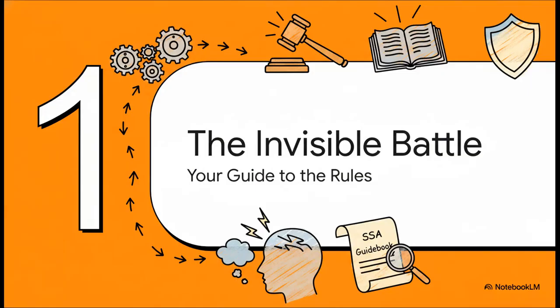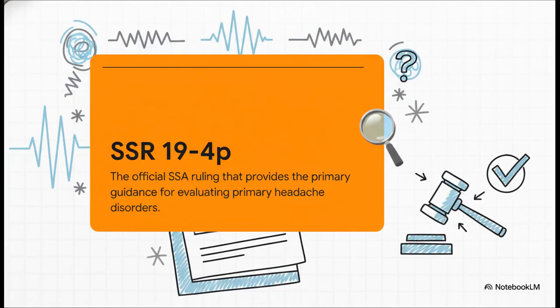Okay, the best way to wrap your head around this whole thing is to think of it like a series of trials you have to pass. And, to win any game, you have to know the rules. Luckily for us, the Social Security Administration, we'll just call them the SSA, they literally publish the exact rule book they use for headache claims. And this is it. It's called Social Security Ruling 19-4P. Think of this as the secret instruction manual for the very people who are deciding your case. So if we can understand what's in this thing, we can figure out exactly what kind of evidence they're looking for, what they absolutely need to see to approve a claim.